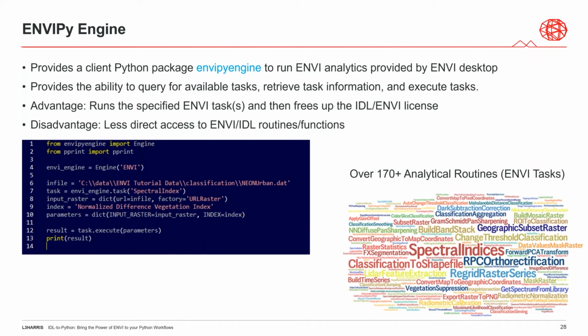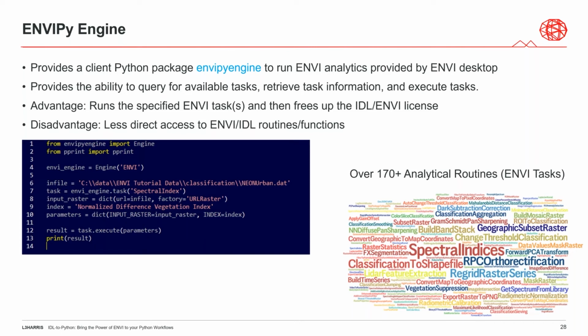One of the advantages is that when you use Python and the MDPI engine to run an ENVI task, it accesses the license just for as long as that task is running, then it's done and it frees it up. Whereas if you're using the bridge like we were using before, you're accessing your ENVI and IDL license until that Python instance ends.